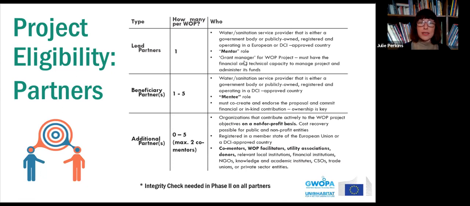And so as such, they must possess the financial and technical capacity to manage that project and to administer its funds. So that's part of the phase 1 application process, to elaborate a bit on how that would be managed, and to just assure that you have the means to do this transfer, that transfer, and that this type of payment or procurement or whatever need be done. Beneficiary partners, these are the focus of the improvements. Between 1 and 5 of them are possible.